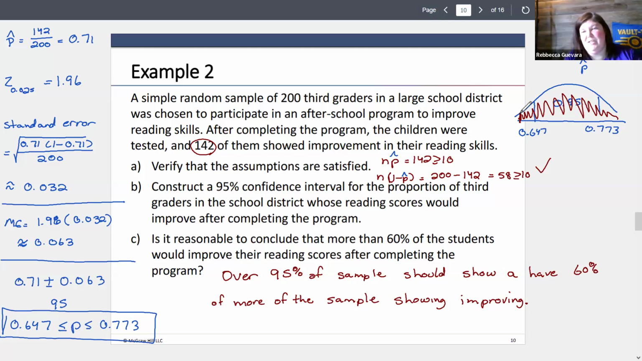Like I said, because 60% is right here, there's only this little bit in the tail that's not showing any improvement, and this is all the people showing improvement. So it's highly likely that yes, they would be. So the short answer is yes.